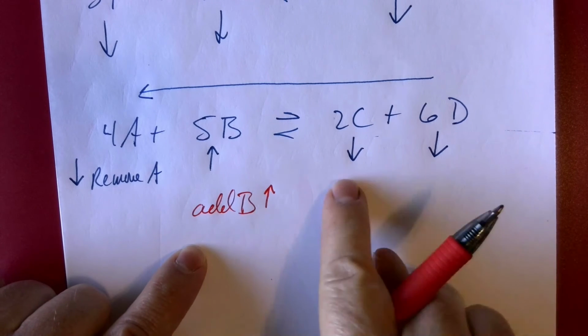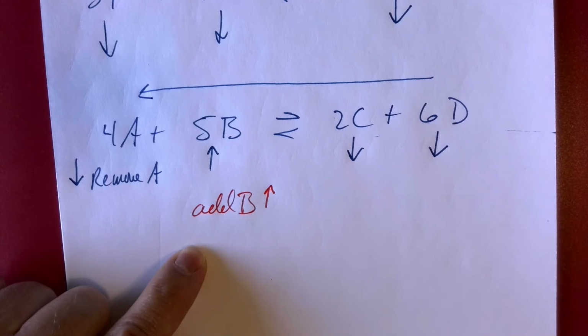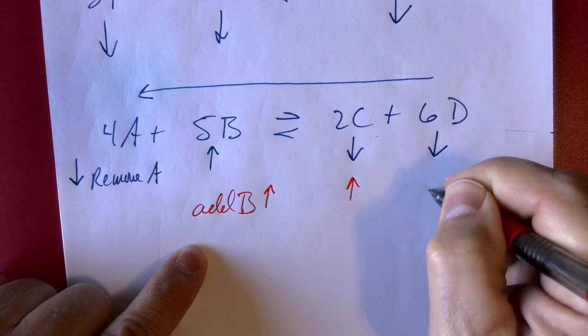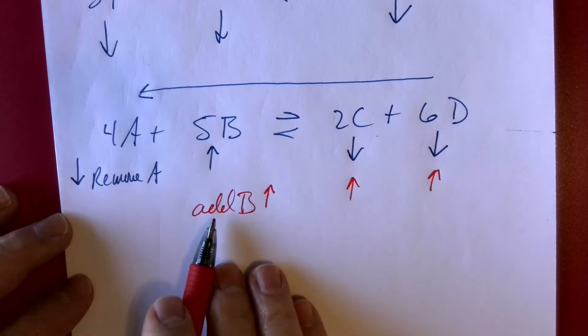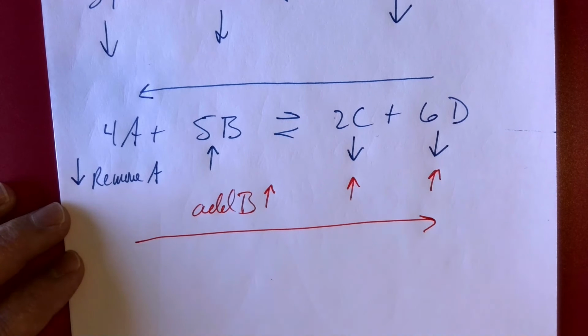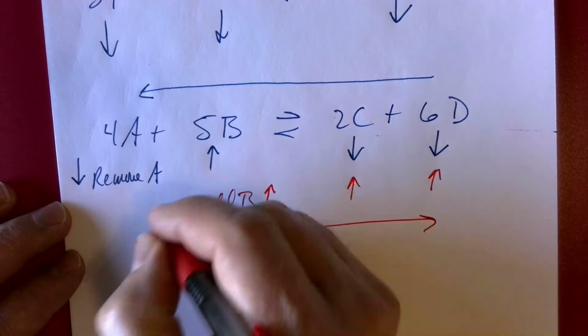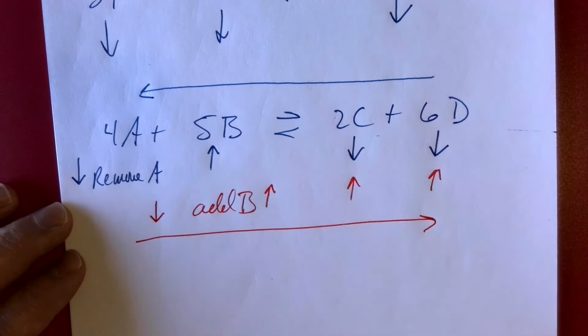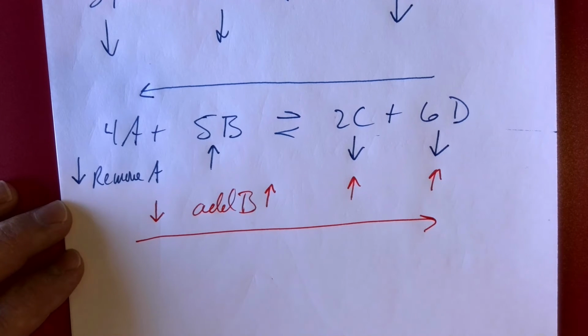Okay, what's that going to do to my C and D? They're going to go up as well. They're going to go up because they're on the other side, right? Because it wants to compensate, so it's going to drive it that direction. What's that going to do to my amount of A that's left? Go down. Yeah, because when they're on the same side, they're opposites, it's going to go down. Okay?